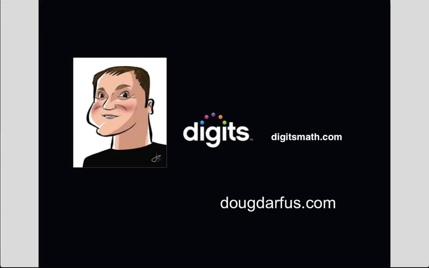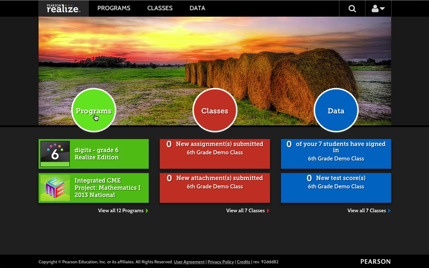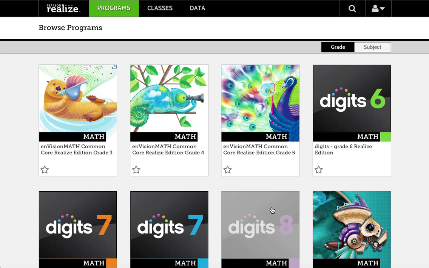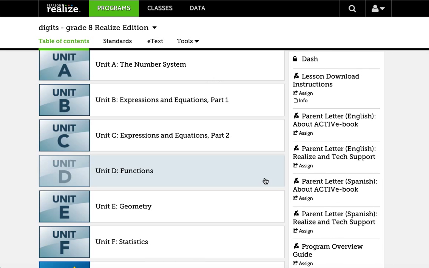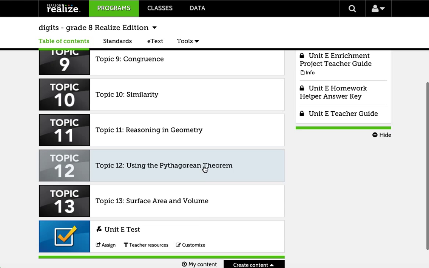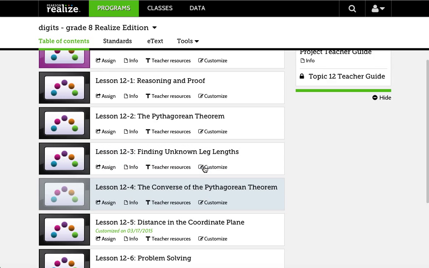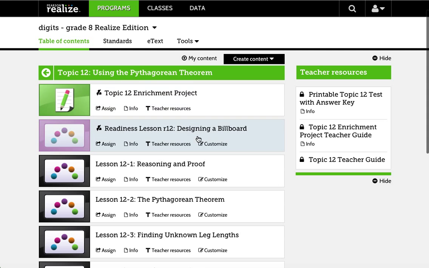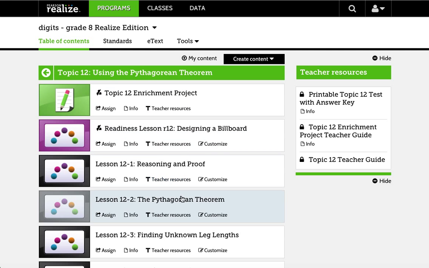Okay, this is part 3 of how I teach using Digits, Realize. If we go to Digits and I pick a program, I'm going to go to Digits 8 and choose geometry. Let's go with Pythagorean theorem. This is a project, and then we have a readiness lesson. These would then be regular lessons. I'm just going to pick lesson 2, the Pythagorean theorem.